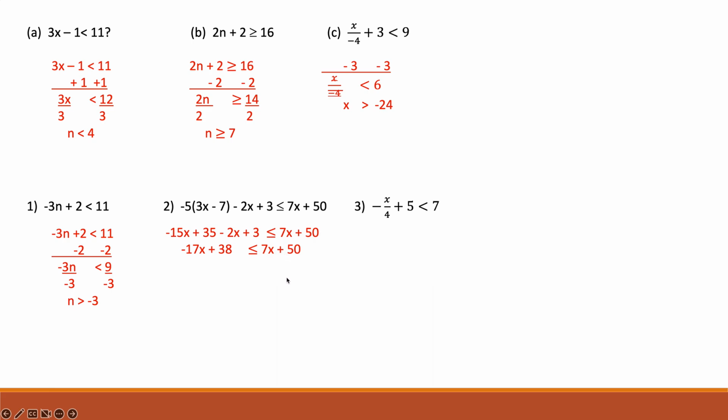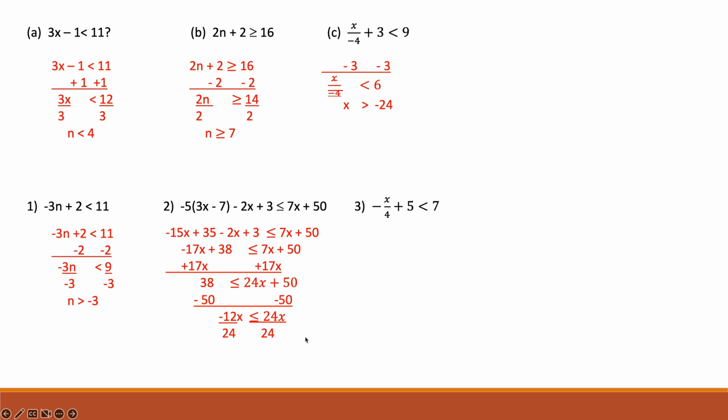Something interesting is going to go on here. We're kind of going to get hit at a crossroads. I think it's always a great strategy, including now, to start with the smaller number of x's. So I'm going to add 17x to both sides. That gives me 38 is less than or equal to 24x plus 50. Now I'm going to subtract 50 from both sides, and I get negative 12 is less than or equal to 24x.